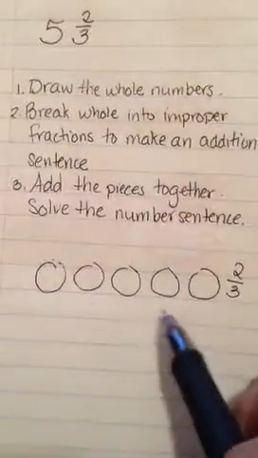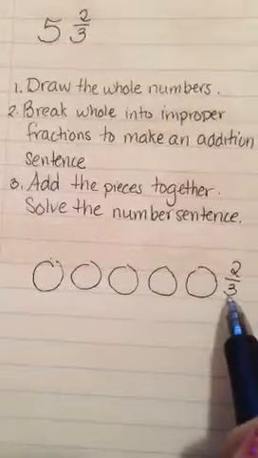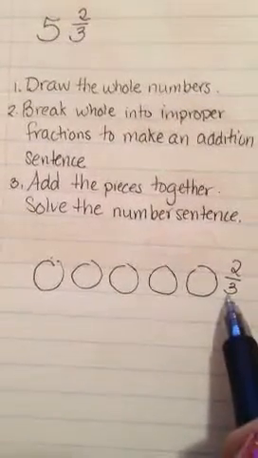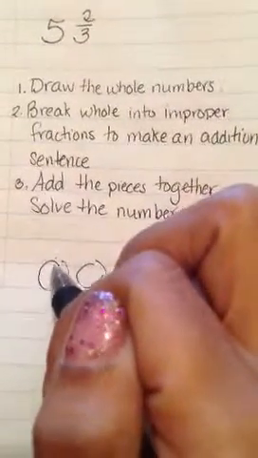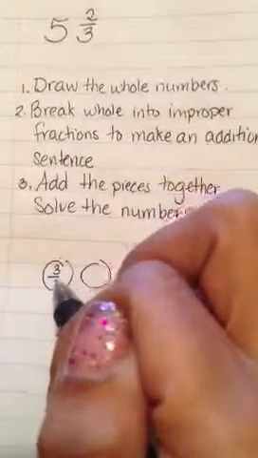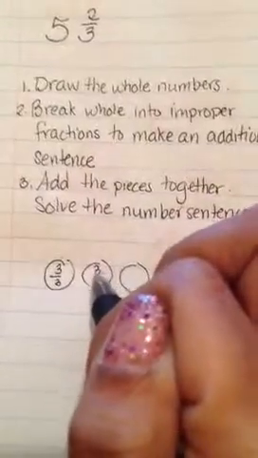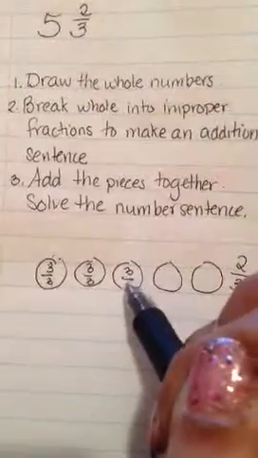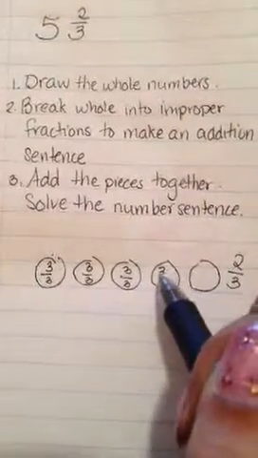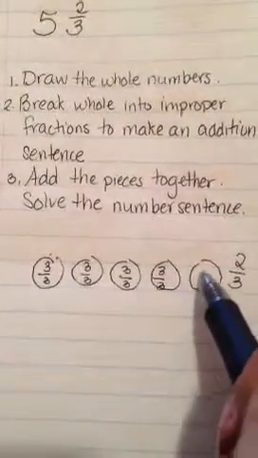Now if I'm turning this to an improper fraction, I want to make sure everything is the same size, so I'm going to want to cut them into thirds. So kind of imagine that would be like me cutting this into 3 pieces. So each one would kind of represent 3 out of 3. Because I remember I want everything cut the same way.